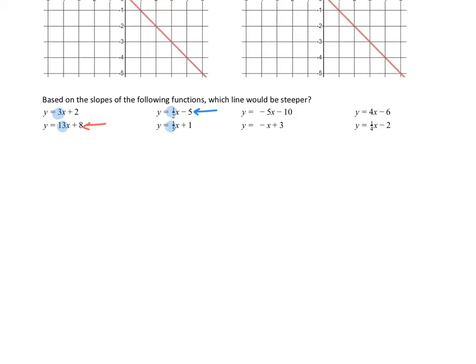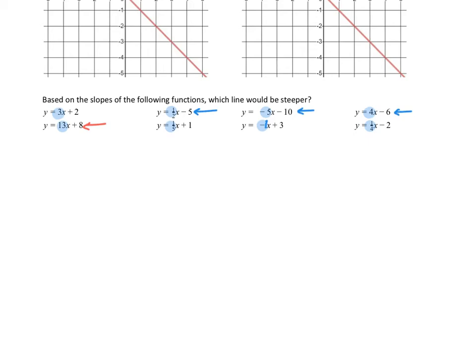The slopes of the third set here are -5 and -1. So -5 and -1, we're actually just going to be paying attention to the number, not the sign here, to determine if something's steeper or less steep. The negative direction just means that it's going to be headed downwards. You would agree, though, that 5 is bigger than 1. So we would say that -5x minus 10 is going to be a steeper line. The last one has the slopes of 4 and 1/4. Pretty obviously, 4 is bigger than 1/4, which means that 4x minus 6 is going to be the steeper line.